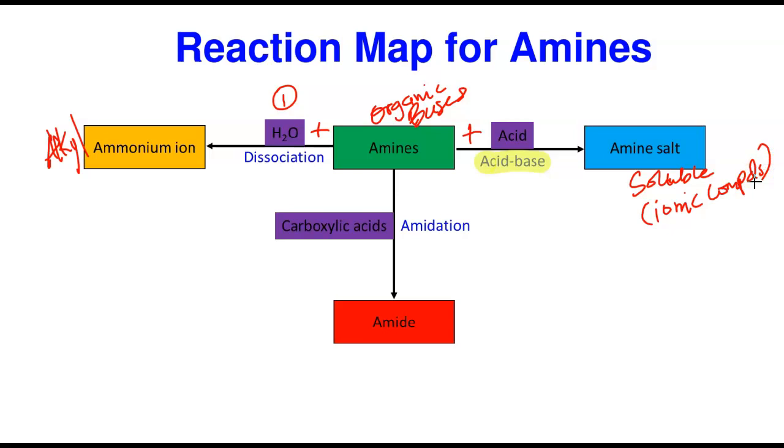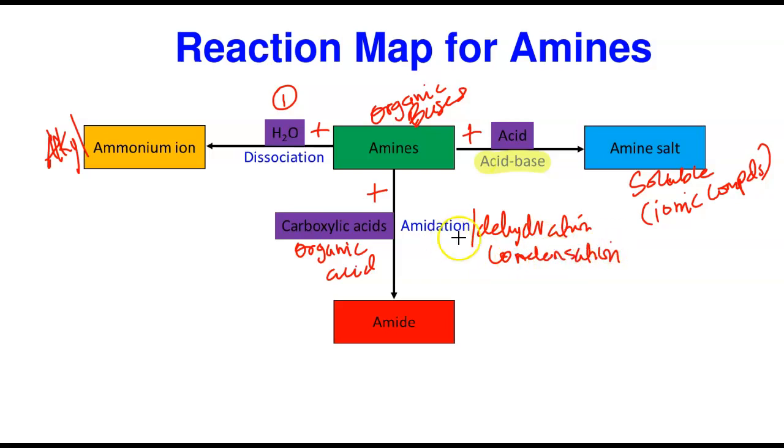Remember that. And then the last reaction is amidation, whereby they react with organic acid or carboxylic acid. Remember, carboxylic acids are organic acids. And in this case, it is a dehydration reaction. The amidation reaction is a dehydration reaction and a condensation reaction as well. Condensation reaction, where they come together to form an amide, and of course, giving off one molecule of water. That is what we say is a dehydration reaction.